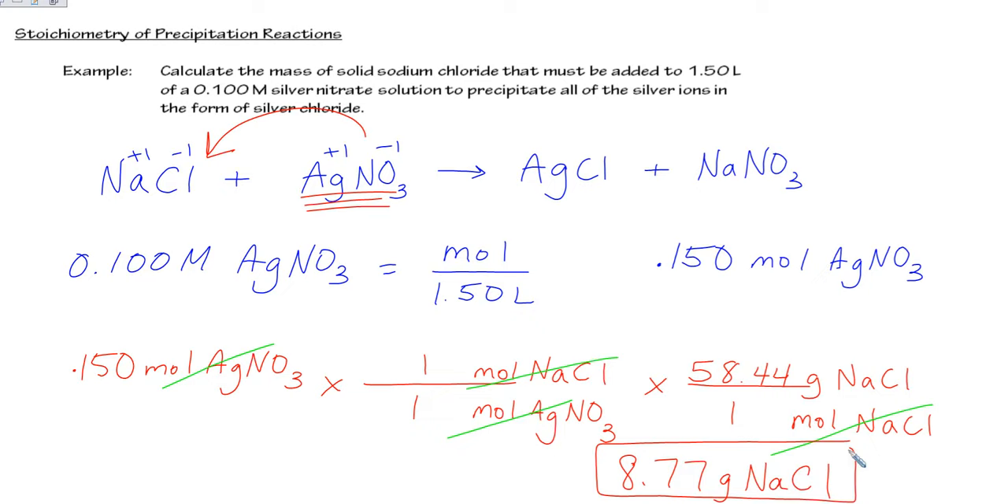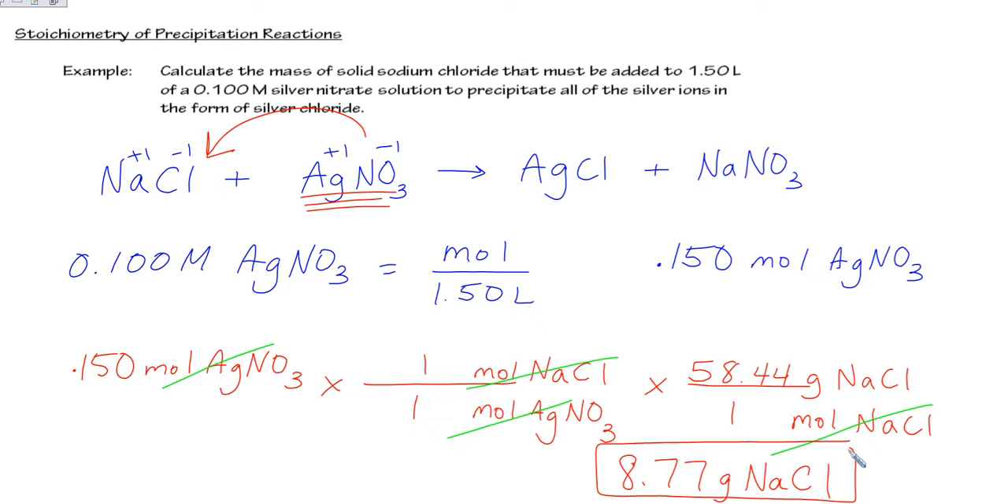Now, what you're going to find in the lab is that we may add a little extra. If I want to make sure that all the silver gets reacted, I need exactly 8.77 grams of sodium chloride. If I add a little bit extra, then I'm erring on the side of caution. By adding extra chlorine ion, I'll know that I have enough to react all the silver. Now, I may have some excess chlorine after the reaction is done, and that's fine, because I'll know that all the silver has reacted with the chlorine. And that's what they're asking for in this one.